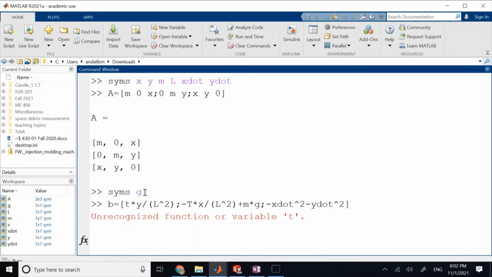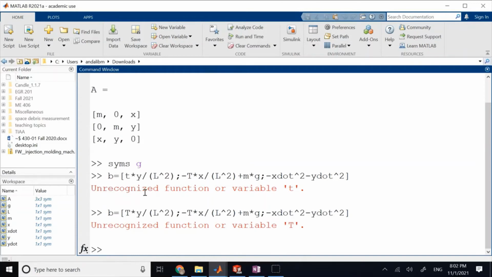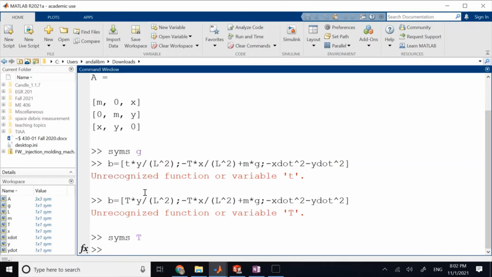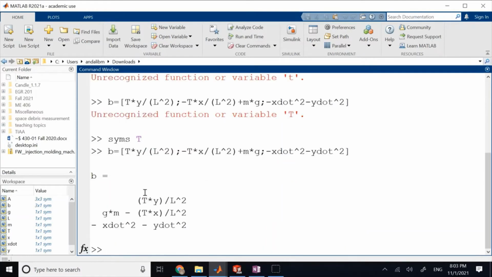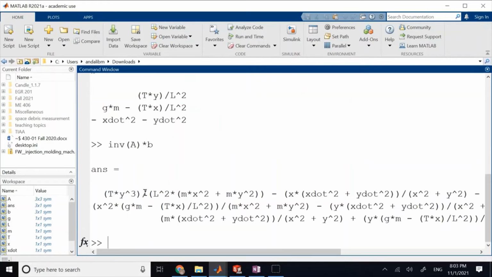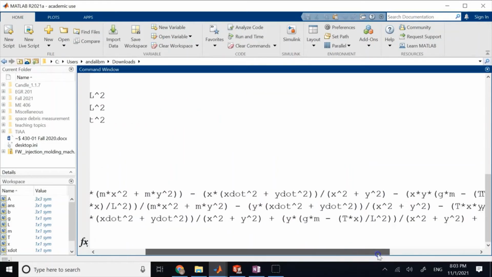So this is, you see here, it's capital T. MATLAB is case sensitive, and now it doesn't recognize T because I did not define it. So here we go, right? Now B is there, A is there, and now I say inverse of A times B. And that should give me this amazing thing.